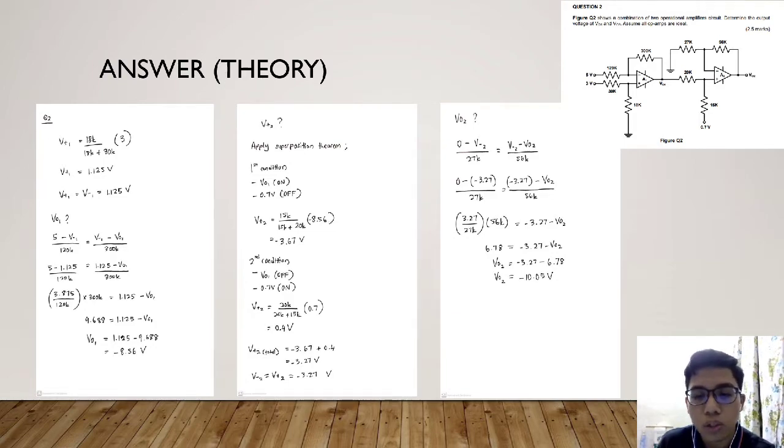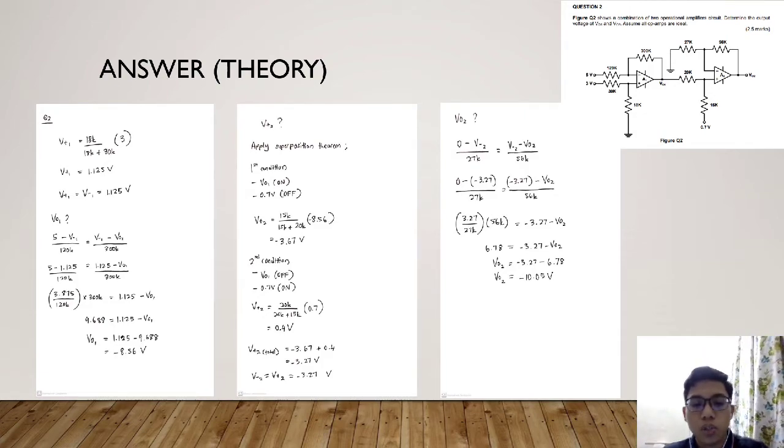For the second condition, V out 1 is off and the 0.7 volt is on. So V plus 2 is equal to 20k over 20k plus 15k times the voltage supply, which is 0.7, so we get 0.4 volt. Therefore, both values for V plus 2 will be added up. After adding up, the value of V plus 2 is negative 3.27 volt.